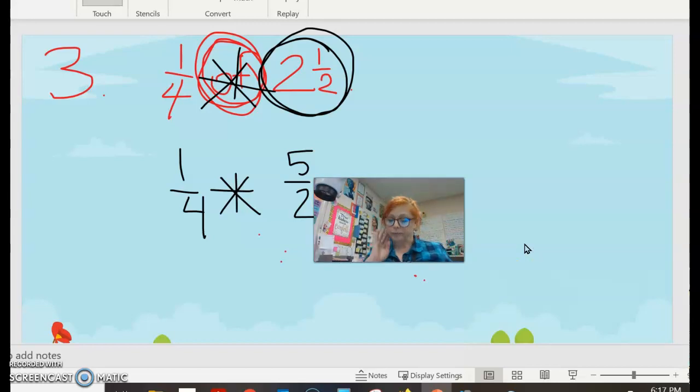Now, looking at the problems that are left over. Number 1, you're going to multiply and divide. We already did that one. Did you do number 2? So let's look at number 2.